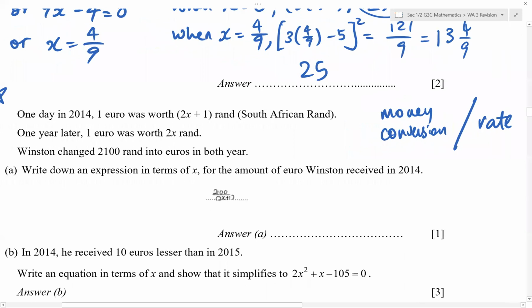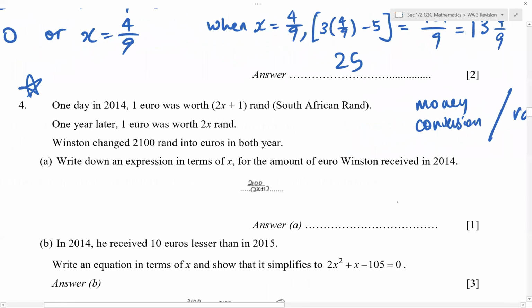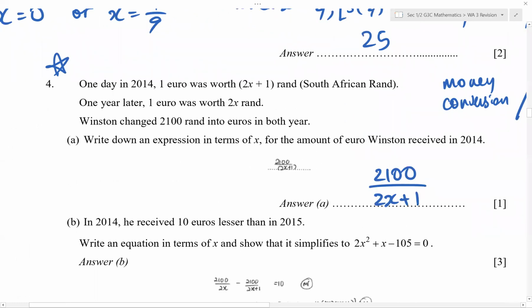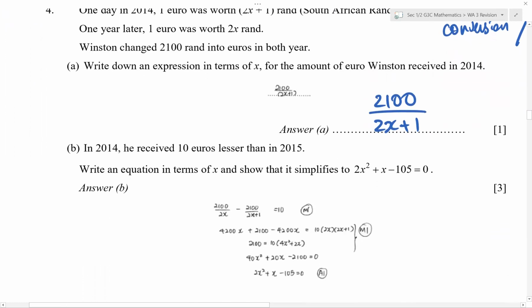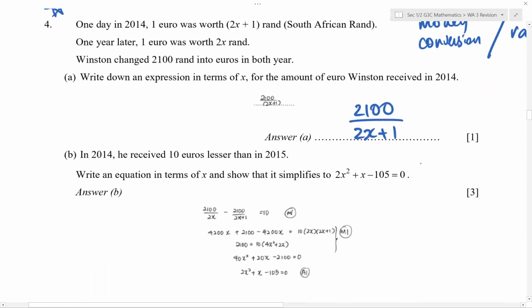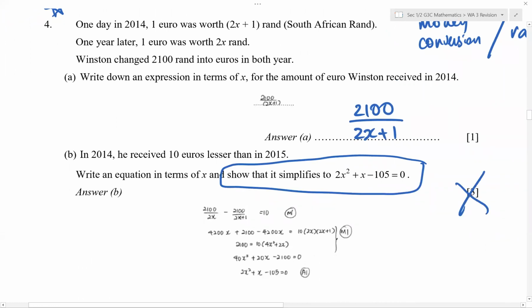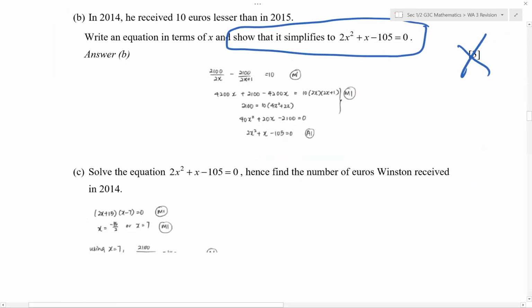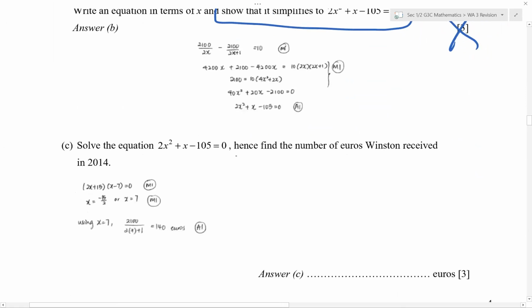Okay, so for the first portion, part A, 2100 over 2x plus 1. This should not be an issue. Part B, in 2014, he received 10 euros less than in 2015. So write down an equation in terms of x and show that it simplifies to the given equation. The reason they tell you to show is because even if you lose these 3 marks, you can carry on with part C. Look, it says solve the equation, which means that you can do it.